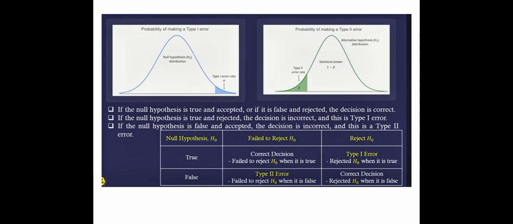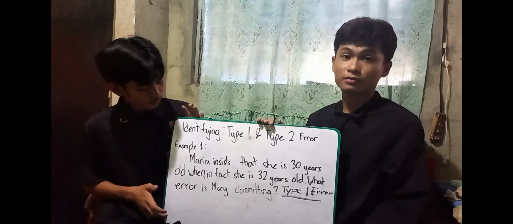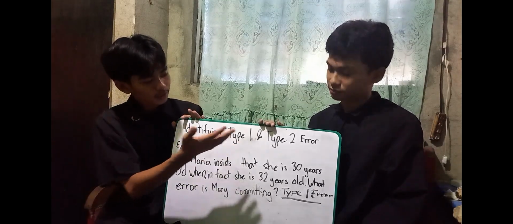The normal curve that shows the critical region is called the alpha region, and it is a type 1 error, while the normal curve that shows the acceptance region is called the beta region, and it is a type 2 error. Here, we have three examples on identifying type 1 and type 2 error.